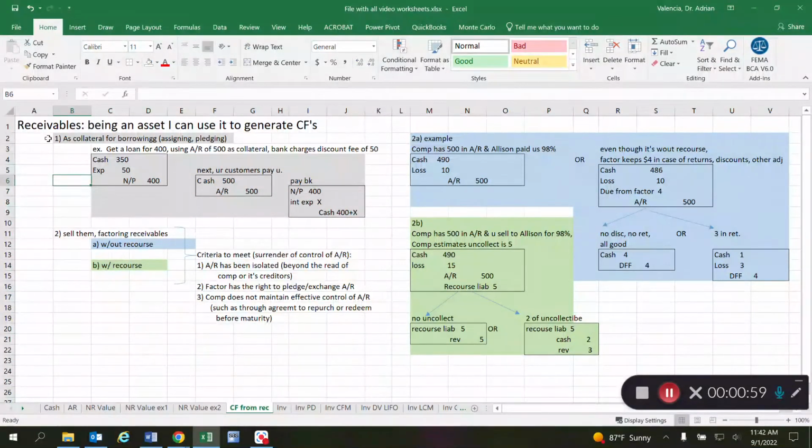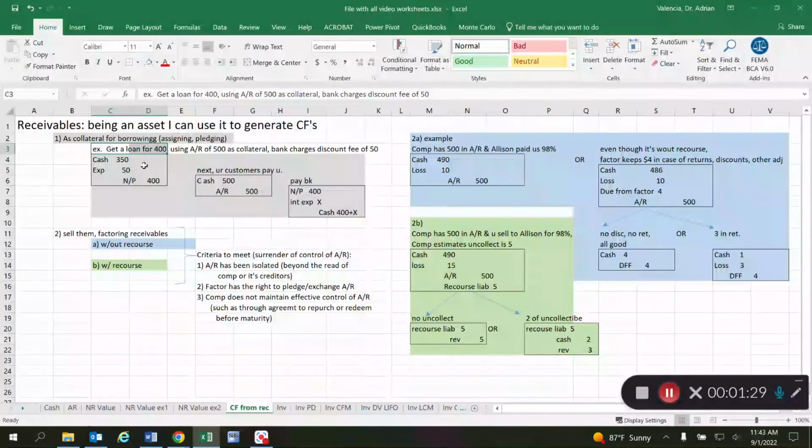And the best way to explain this is simply through an example. So assume we have receivables of $500 in a particular company, and we're using those receivables to get a loan for $400. Now, upfront, the bank will charge us a discount fee of $50. This may or may not happen, but many times they do. So when we get this loan for $400 based on the collateral of $500, this is what we would do.